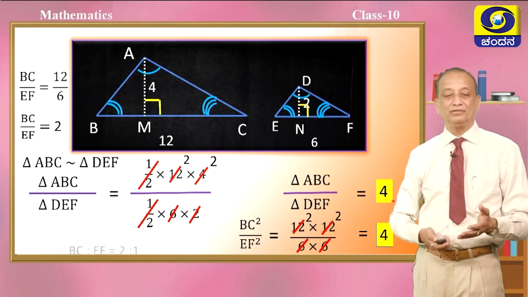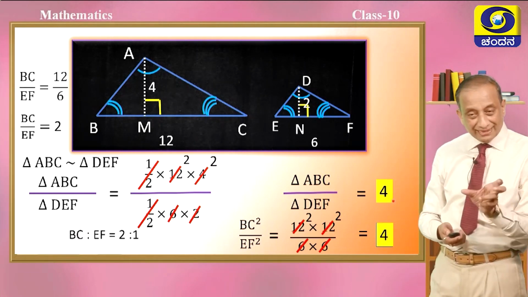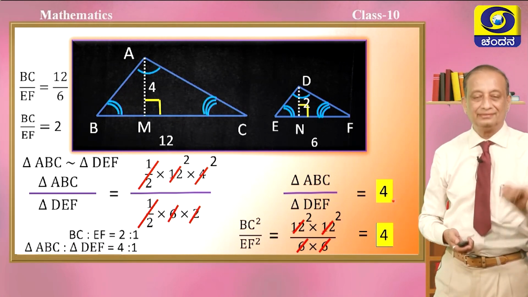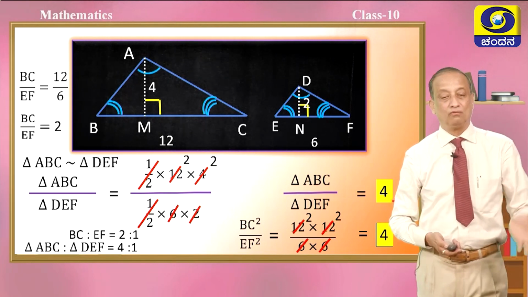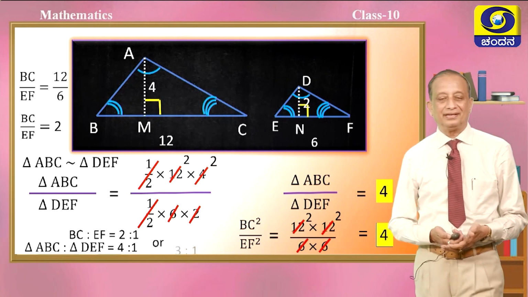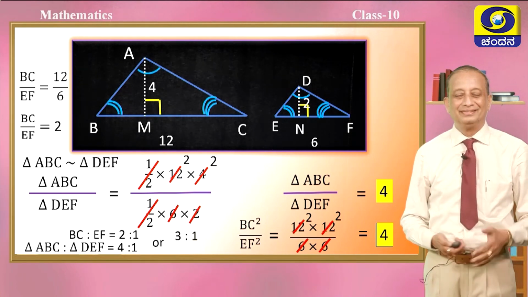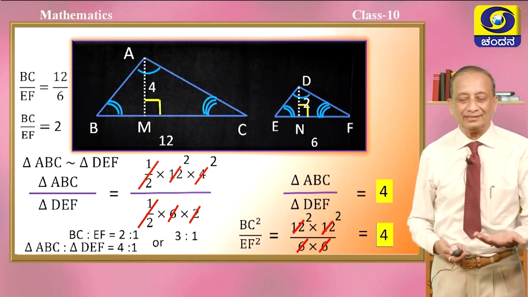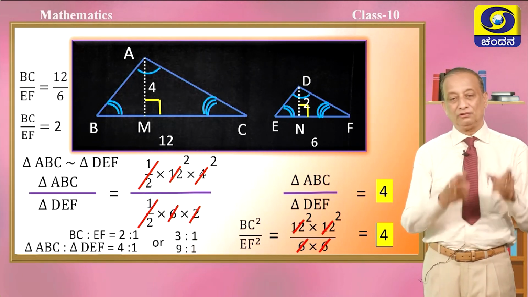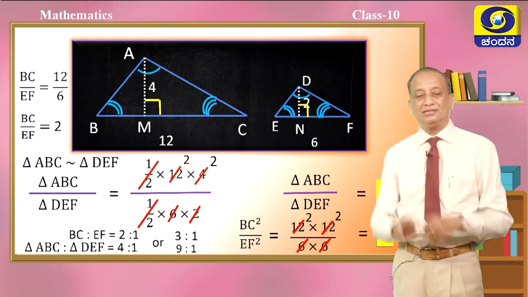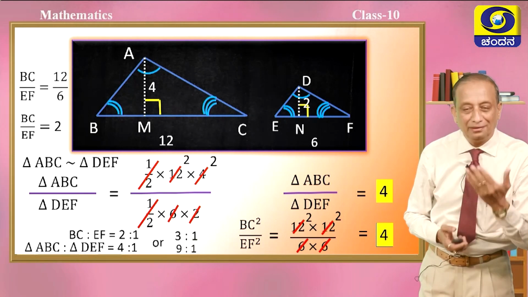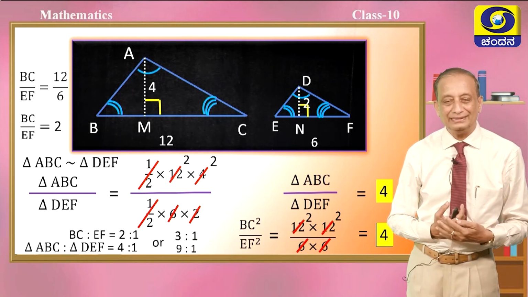Okay. Now, from this you can understand that if the bases are in the ratio 2:1, then the areas will be in the ratio 4:1. Or children, if the sides are in the ratio 3:1, then the areas will be just square the ratio 3:1. You will get 9:1. So, if BC were to be 3 times EF, then area of triangle ABC will be around 9 times the area of triangle DEF.